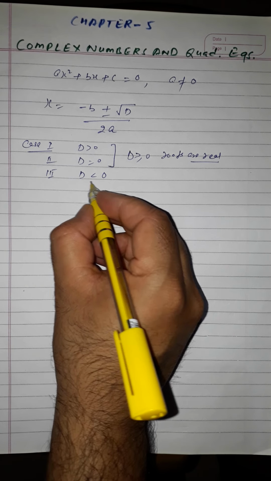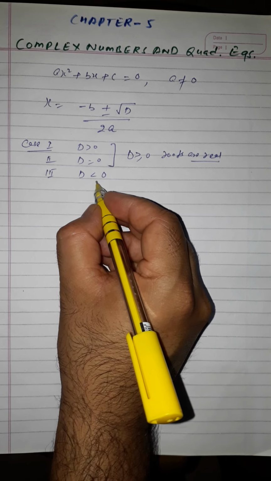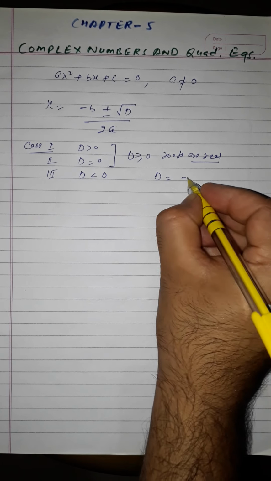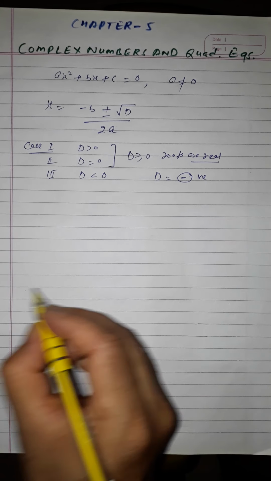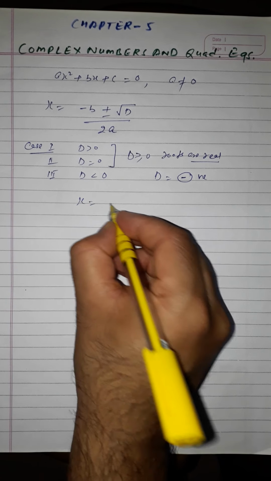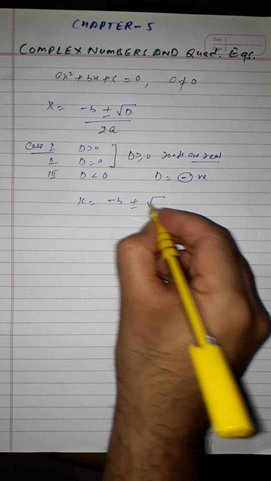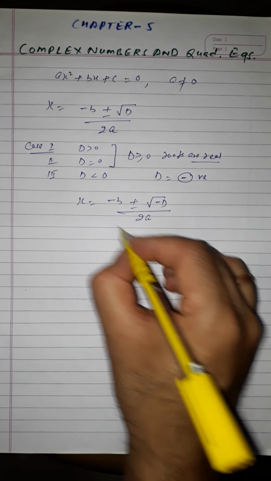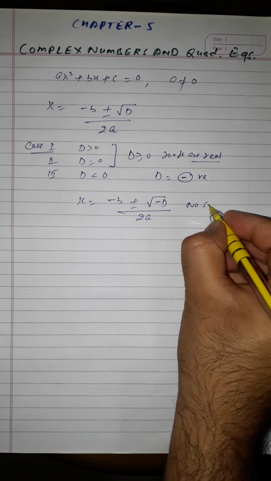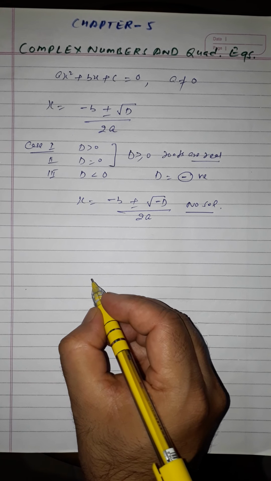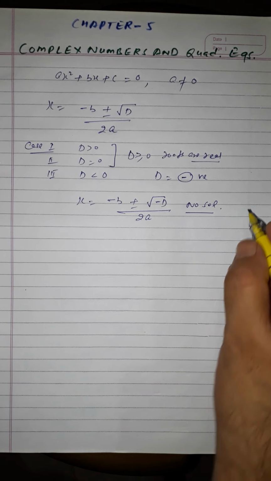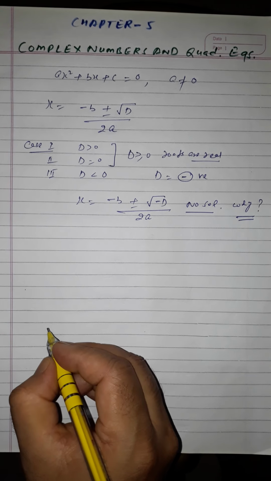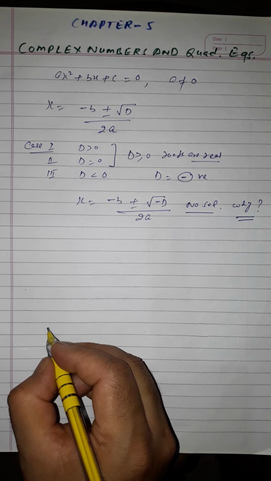But when d is less than 0, what do we mean by that? It means d is negative, having a negative value. Here we have minus b plus minus root of minus d upon 2a. Then in that case we say there is no solution. And the question arises here, why is there no solution?